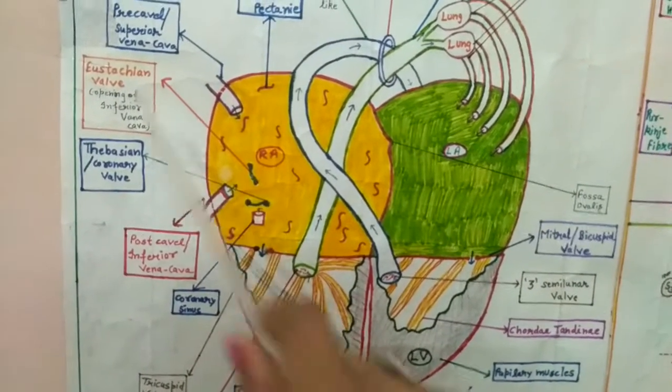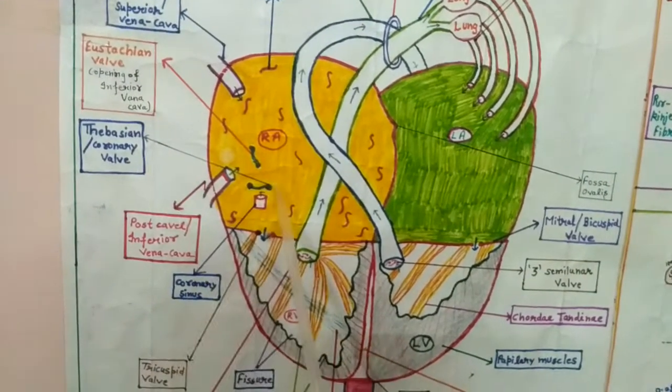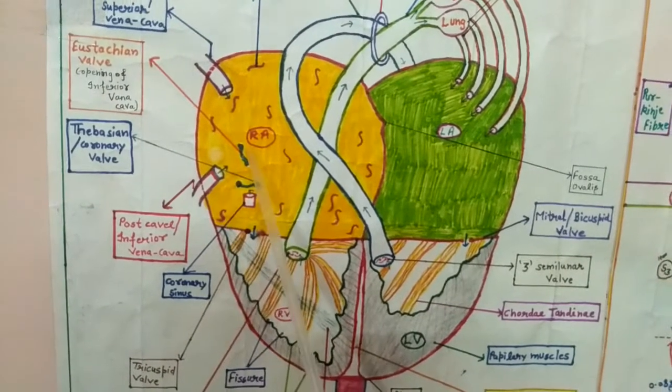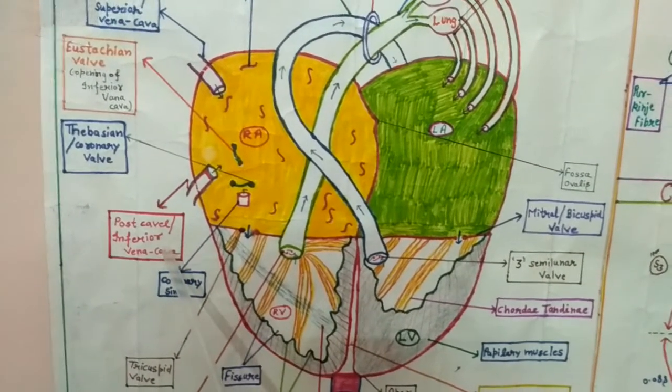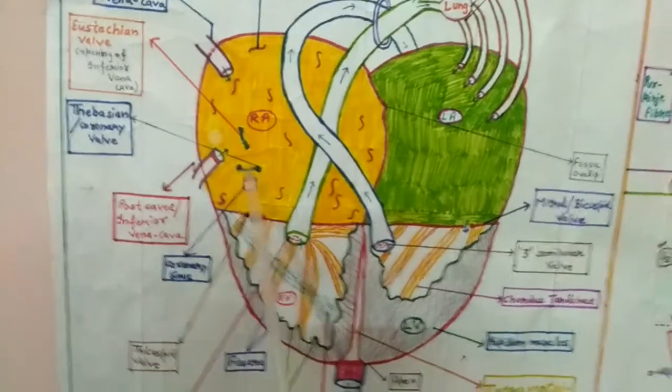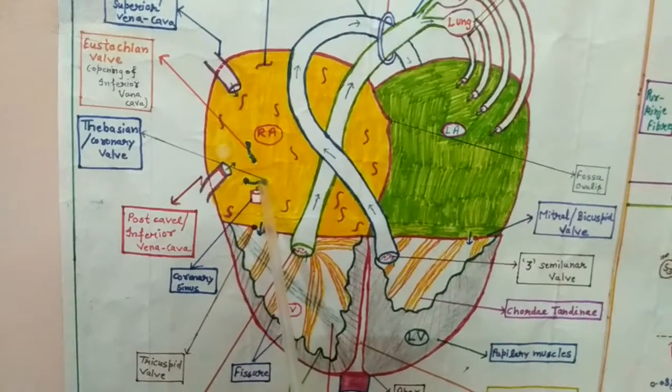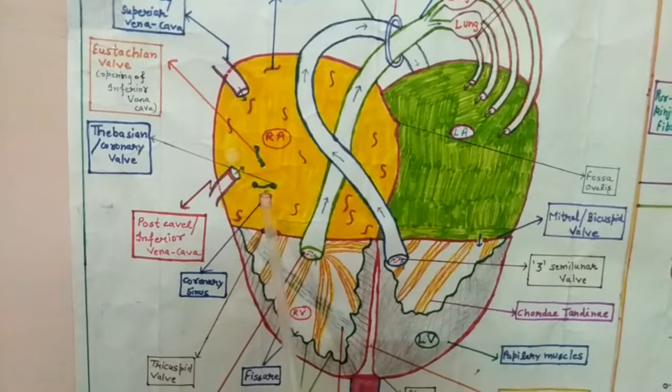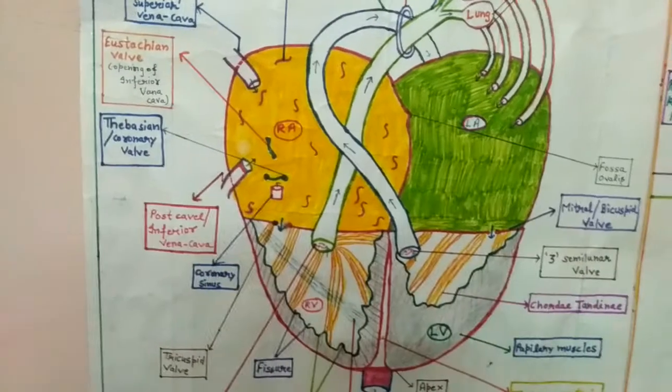You can also see some other structures here, like these walls. This is the Eustachian valve. The Eustachian valve is present in the front portion of the postcaval or inferior vena cava. Likewise, you can also see here the Thebesian or coronary valve. This valve is situated in front of the coronary sinus.